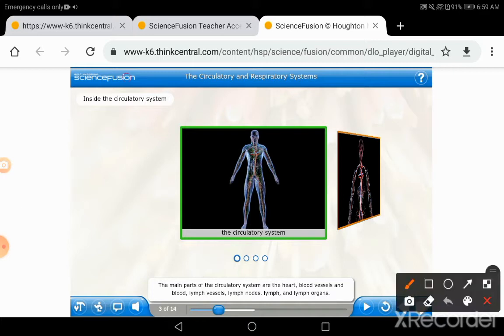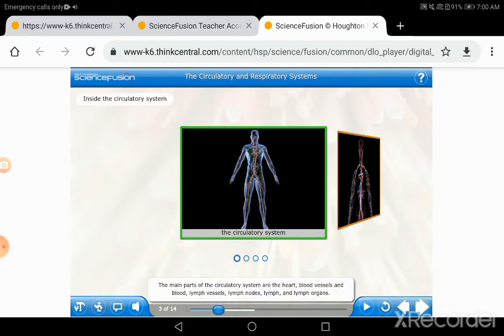Okay? So the main parts of the circulatory system are the heart, blood vessels and blood. Then we have lymph vessels, lymph nodes, lymph, and lymph organs. So we have two systems here. They mentioned all of the organs for both systems that are called the circulatory system.